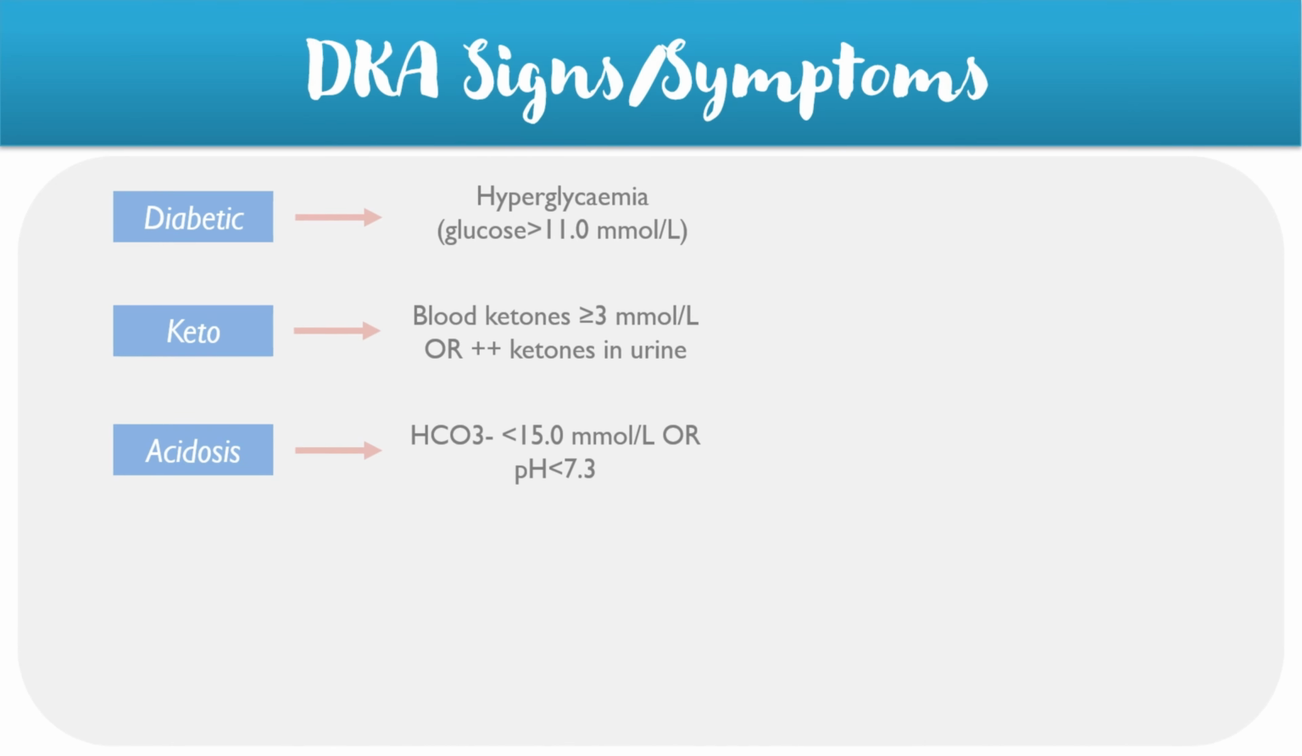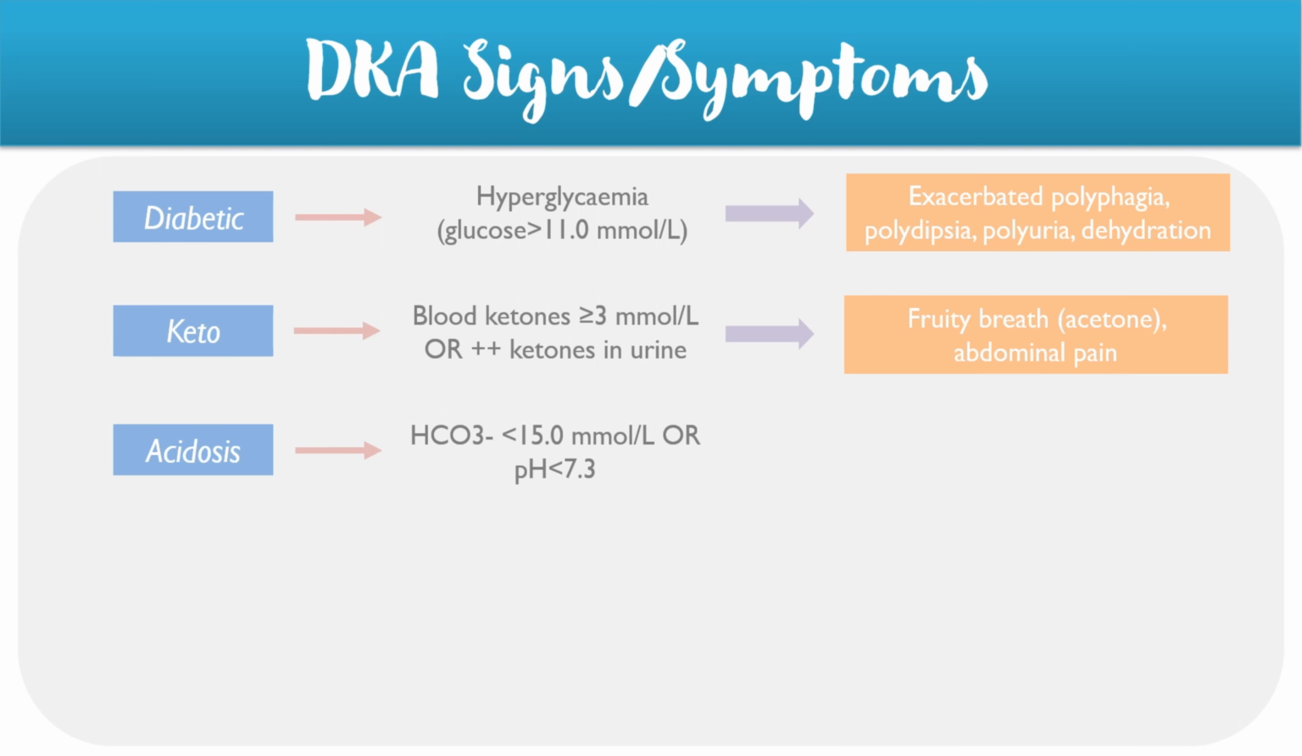We can also use these features to work out the signs and symptoms of diabetic ketoacidosis. So in the case of hyperglycemia, patients may experience an exacerbation of their normal diabetic symptoms, which could include increased polyphagia, polydipsia, and dehydration. In terms of the ketone bodies, when these are elevated, there might be fruity breath due to the presence of acetone, as well as abdominal pain. And for the metabolic acidosis, patients may experience Kussmaul respiration, which are basically deep sighing breaths in an attempt to restore the acid-base balance, in addition to nausea and vomiting.